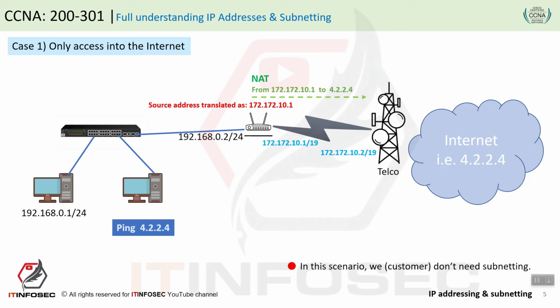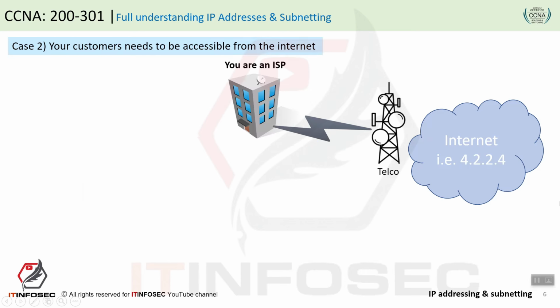The packet is translated to the outside IP address, routed by the telco's routers on the internet, and reaches the destination 4.2.2.4. In this scenario, we understood that we don't need any subnetting, because private IP addresses are translated to the public IP address and received by the destination. And what about the second case?